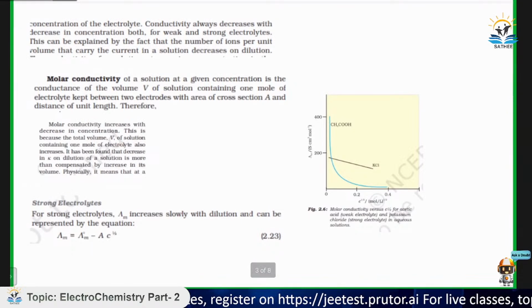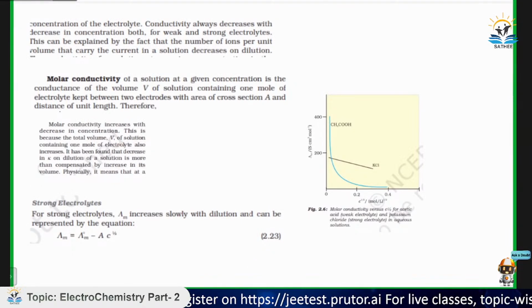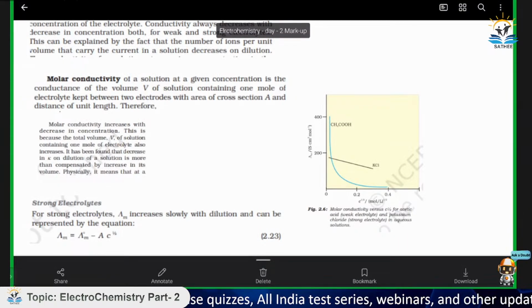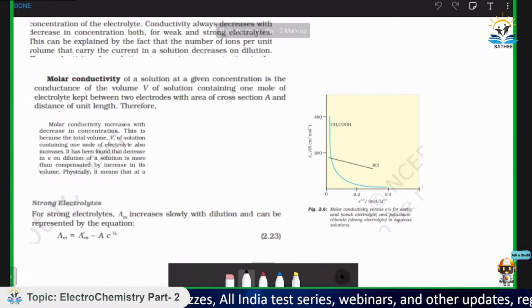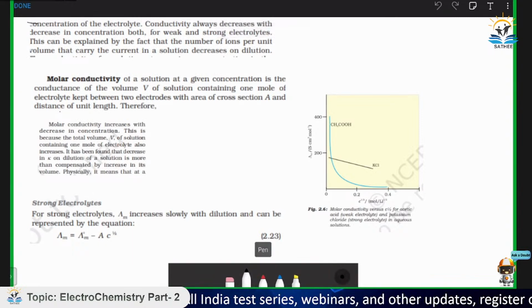Electrolytic solutions. How molar conductivity and conductivity vary with concentration, that's one thing we didn't cover yesterday. Basically, conductivity always decreases with decrease in concentration, both for weak and strong electrolytes.